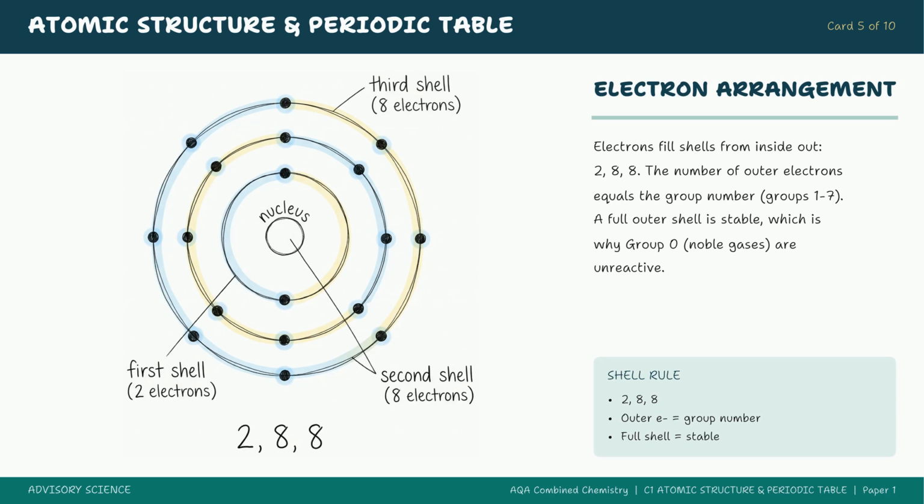The number of electrons in the outer shell equals the group number, from 1 to 7. A full outer shell is stable, which is exactly why the noble gases in group 0 are so unreactive. When asked to draw or write an electron configuration, always use commas between the shells, like 2, 8, 1 for sodium. Examiners deduct marks for writing 281 as one number.